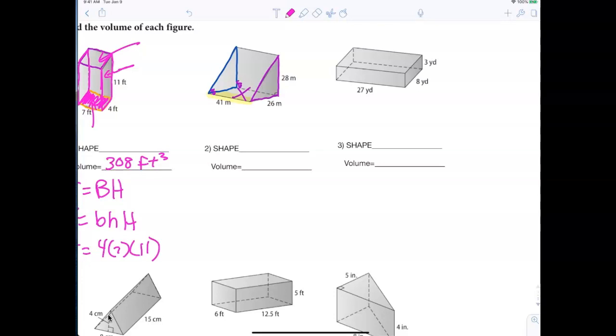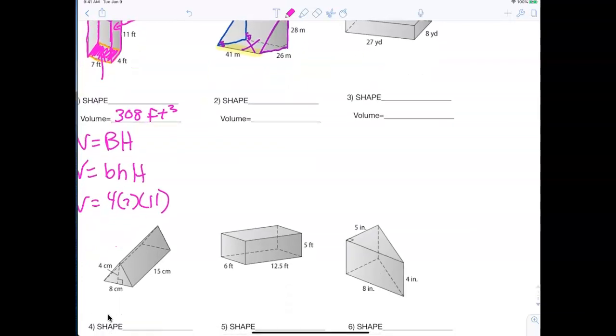Then, after you write down capital B, capital H, I want you to write down that the base is a what? Triangle. So you have to be able to now tell me what the formula for area of a triangle is. So volume equals capital B, capital H. Area of the base, tell me. 1/2 bh. Yes. So you would say 1/2 lowercase b, lowercase h, capital H.